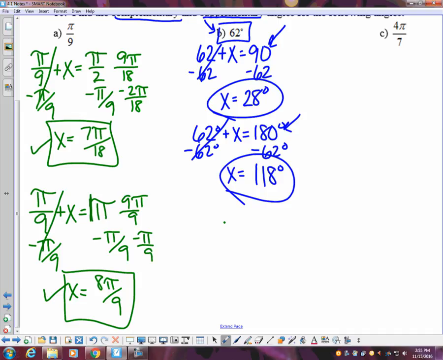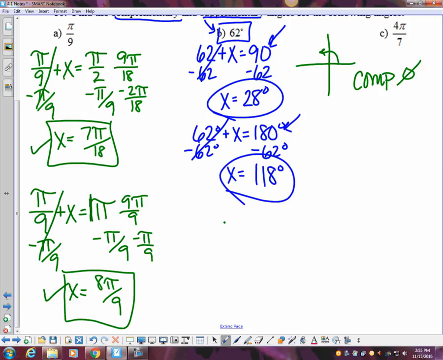Okay, now C is just a tiny bit different. 4 pi over 7. If you're on your toes, you're going to realize that that's more than a half of pi. So guys, I'm already over north. Well, an angle does not have a complement if you have to subtract from it to get to your destination. So if I want to get to pi over 2 and I've already overshot it, then it does not have a complement.